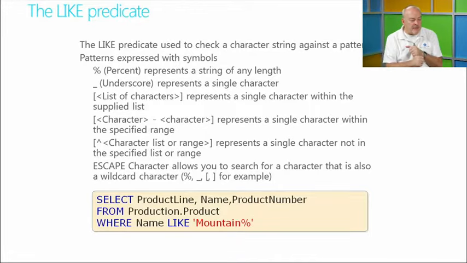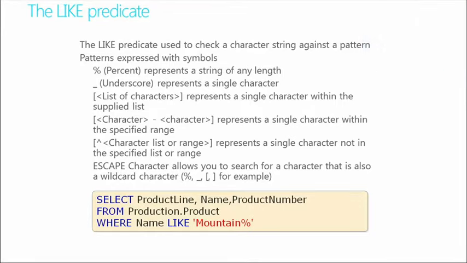By using the percent or the underscore, we can return that content. And there's an example down below where we're returning the product line, name, and product number from the product table, where name LIKE 'mountain%'. So anything to the right of mountain, because you might have mountain bikes, you might have mountain lions out there, and this will return anything that contains the word mountain and any number of characters to the right of it. So it gives us some flexibility when we're performing these select statements.